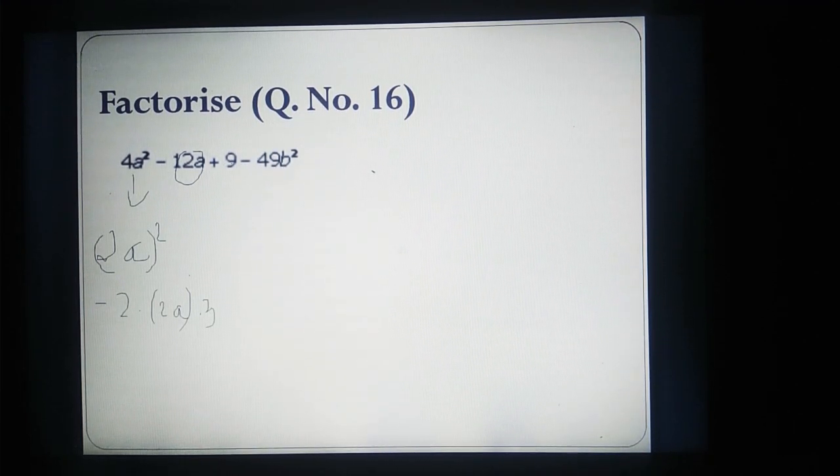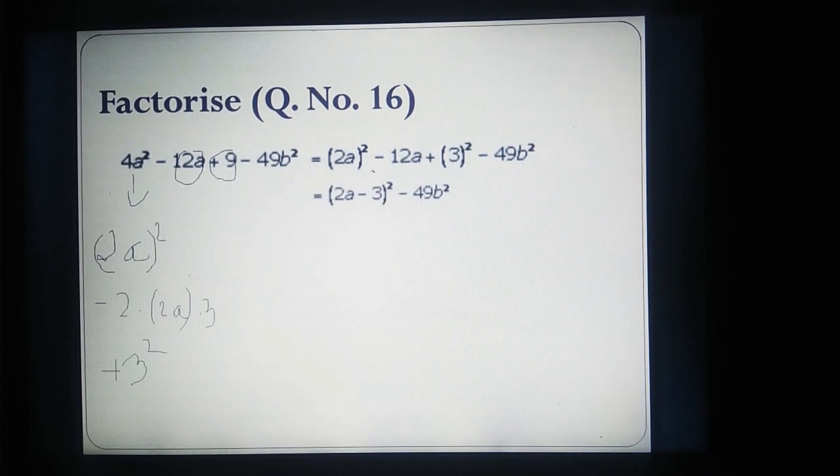Okay, and this 9 can be written as 3 square. So if you see here, it is like a square minus 2ab plus b square. So a square minus 2ab plus b square gives me a minus b whole square. So that's what I have done here. So we have a minus b whole square, where a is 2a and b is 3.